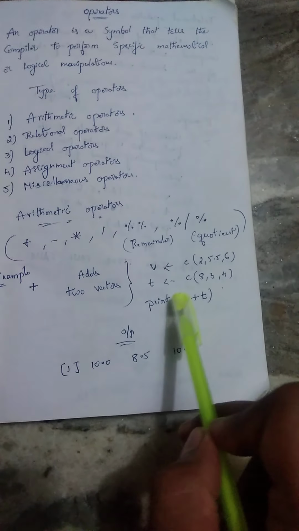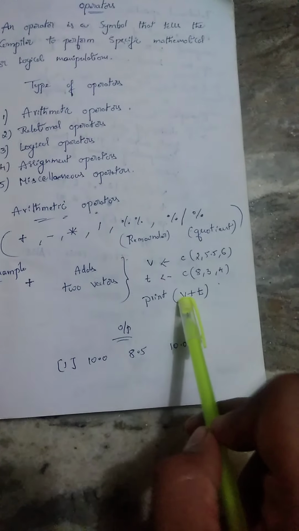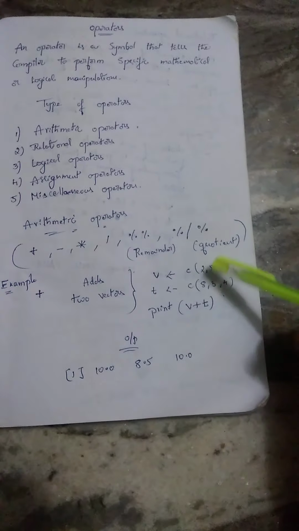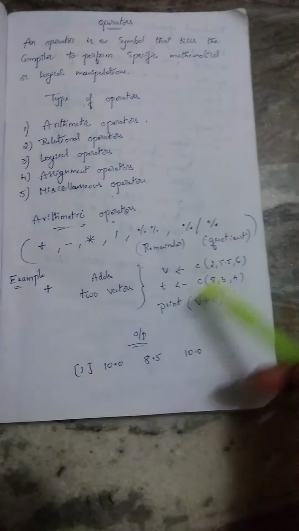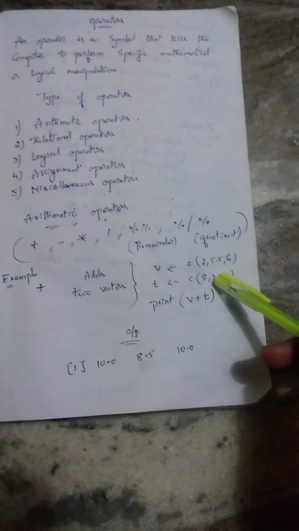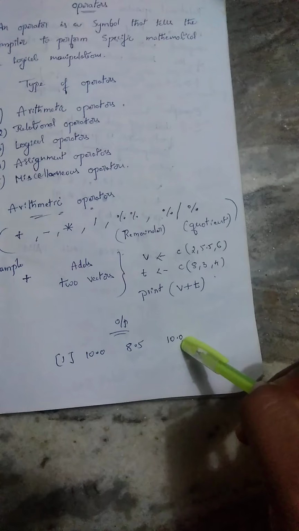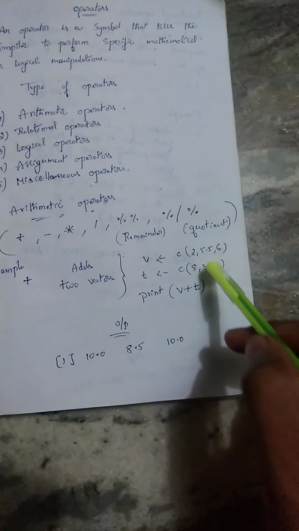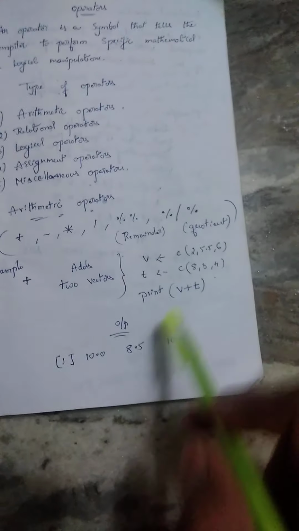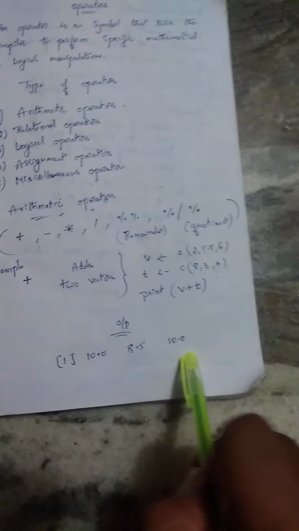With the help of the print statement, we are adding these two vectors, v plus t: 2 plus 8 gives 10, 5.5 plus 3.0 gives 8.5, and 6 plus 4 gives 10.0. Because within the two vectors any decimal values are there, the output will be in a decimal format.